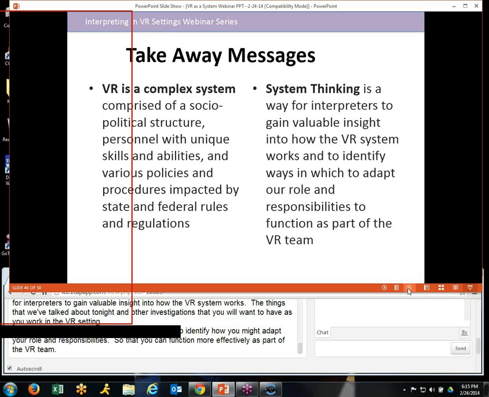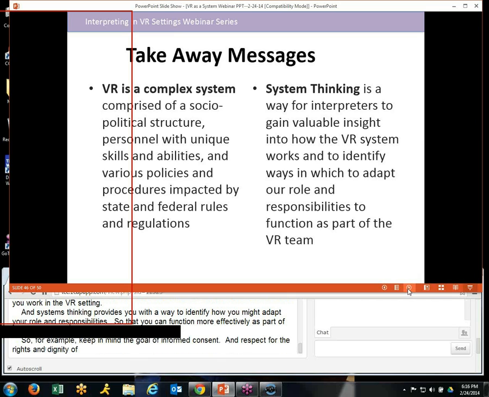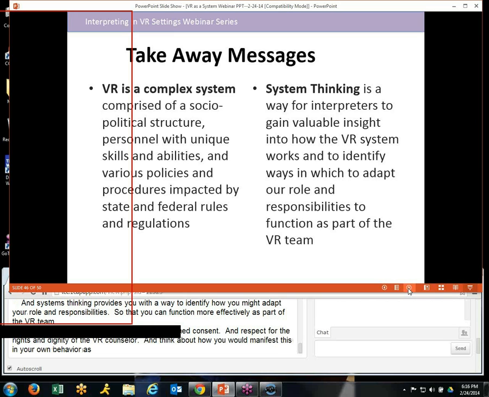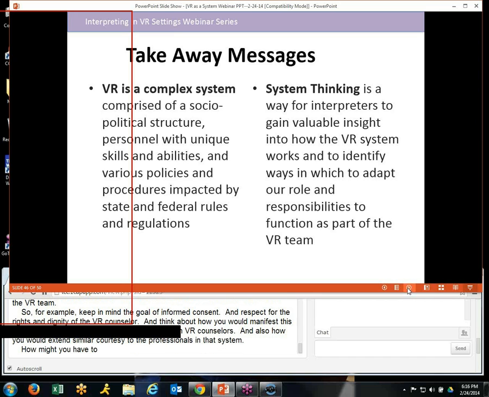So, for example, keep in mind the goal of informed consent and respect for the rights and dignity of the VR counselor, and think about how you would manifest this in your own behavior as an interpreter working with VR counselors. And also how you would extend similar courtesy to the professionals in that system. How might you have to adapt your practices and acts to fit more effectively within that system?